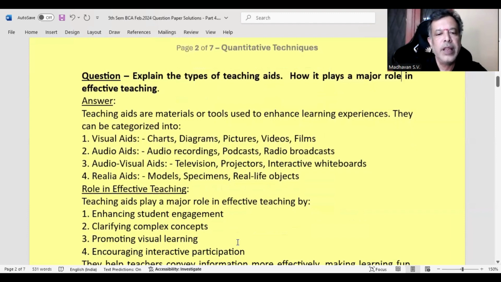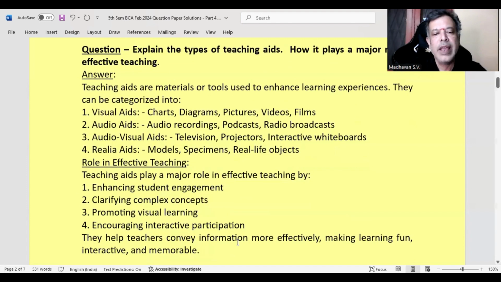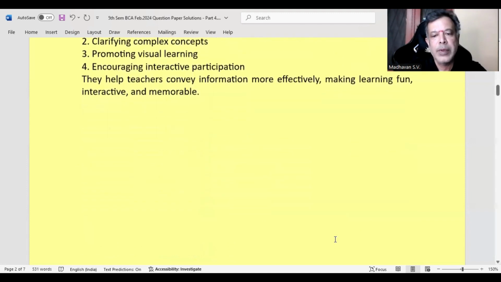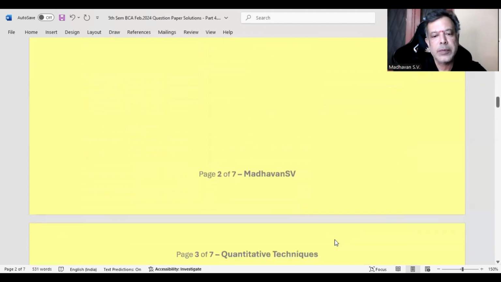So these are all realia aids. Then role in effective teaching. Teaching aids play a major role in effective teaching by enhancing students' engagement, clarifying complex concepts, promoting visual learning, and encouraging interactive participation. They help teachers convey information more effectively, making learning fun, interactive, and memorable. So this is the answer that can be provided for this question. Let us move on to the next.